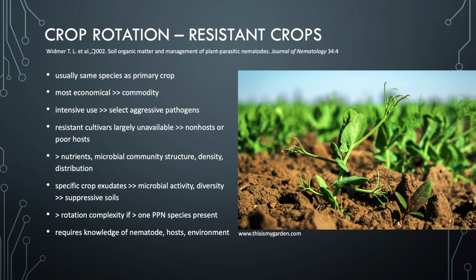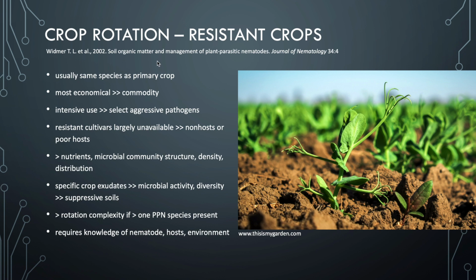So let's look into crop rotation, which is a practice that has been used for as long as agriculture has been around to reduce pests and diseases in the field. And crop rotation means that we grow other crops, not just one main crop. So each time a crop is harvested, another crop is grown, and it can either be grown to restore the soil or it can be grown as a cash crop as well. And we can use resistant crops as part of the crop rotation. And these resistant crops are normally the same species as the primary crop.